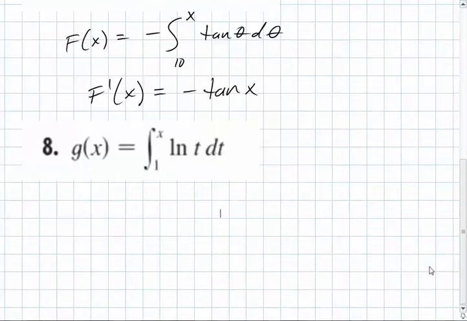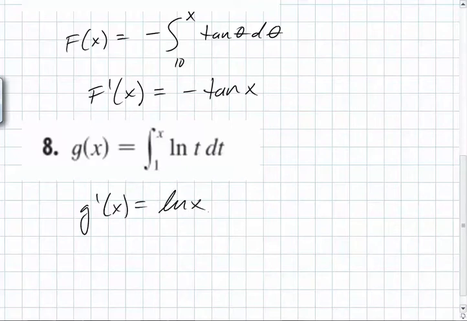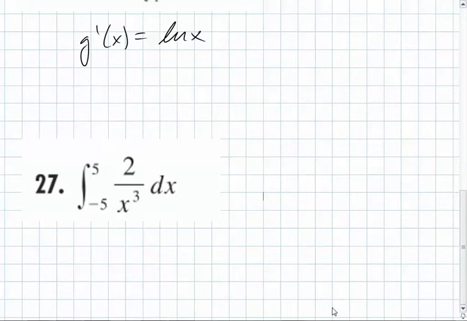Okay, so for this one, can you apply the fundamental theorem of calculus? Yes. Okay, so g prime of x is equal to ln x, and then you're done. The definite integral. So how do we rewrite that so it's a little nicer? Yeah, so you have the integral from -5 to 5 of 2x to the -3 dx.